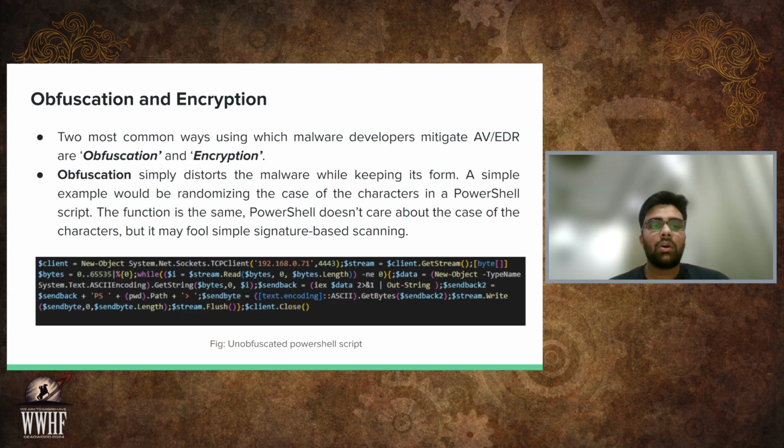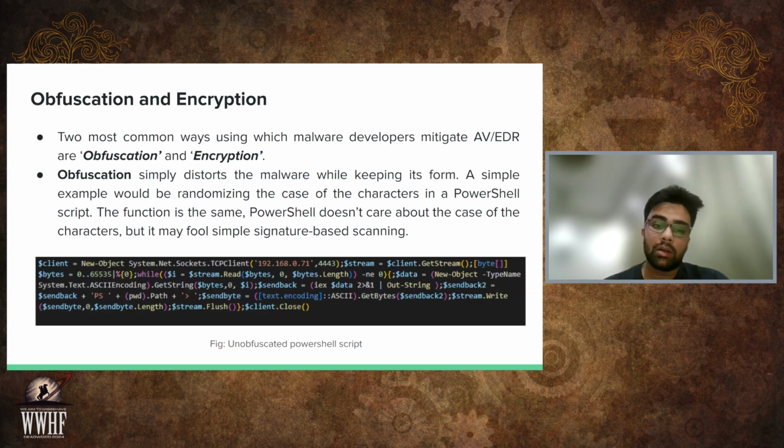So, obfuscation and encryption. Obfuscation and encryption are popularly used techniques. These two techniques are primarily used to bypass static-based detection. In obfuscation, we simply change the format or how a program looks. We do not tinker with what the program does or how it functions. There are various types of obfuscation techniques.